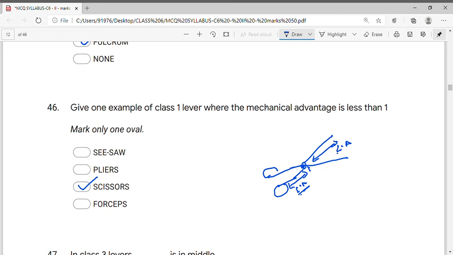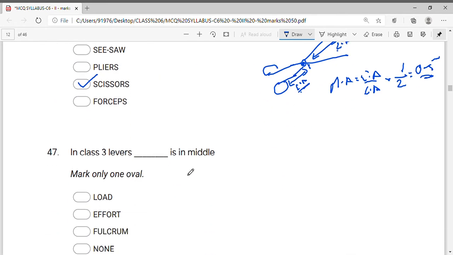Hence, mechanical advantage is effort arm upon load arm. The effort arm is less. Suppose this is 1 and the load arm, suppose it is 2. So the answer will come as 0.5. So it is less than 1, 0.5. Hence mechanical advantage is less than 1. So that is in the case of scissor, a class 1 lever.